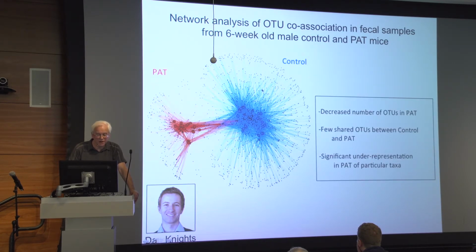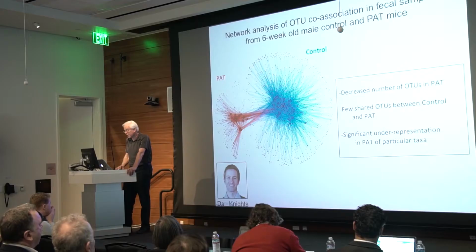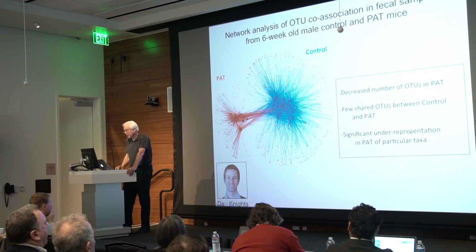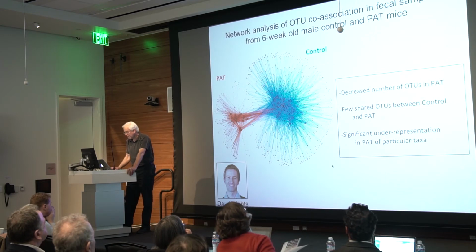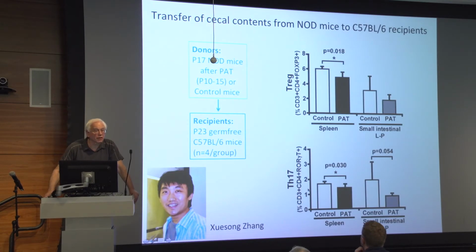We can summarize the main findings by saying that there's a decreased number of OTUs in PAT compared to control. There are very few shared OTUs between control and PAT. And this work has enabled us to identify particular taxa that are significantly underrepresented in PAT, which become candidates for further study. Now, the next question we had is: is this an antibiotic effect or is this a microbiota effect?